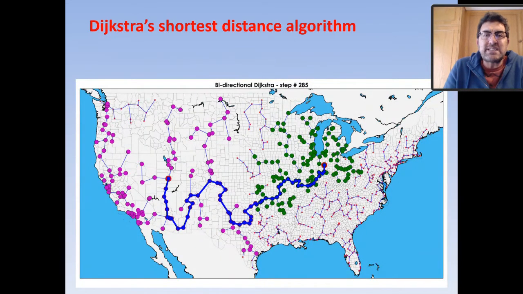Okay, so that is Dijkstra's algorithm. You can see there's a map of America. To get from New York or Cincinnati to Minneapolis, for instance, there is a shortest path. So it looks at all the pathways available and it maps out that path.